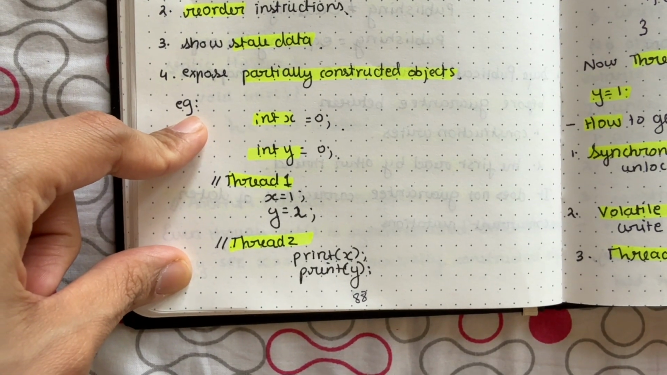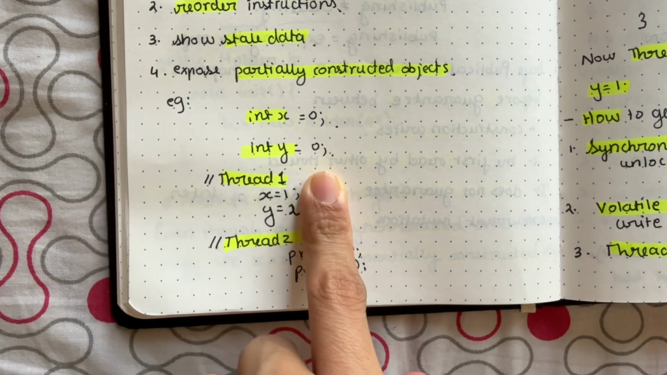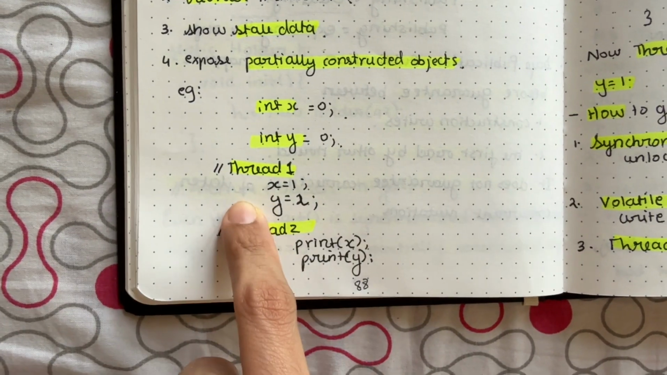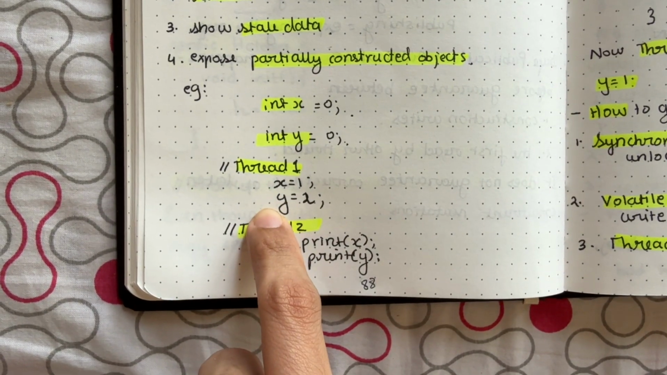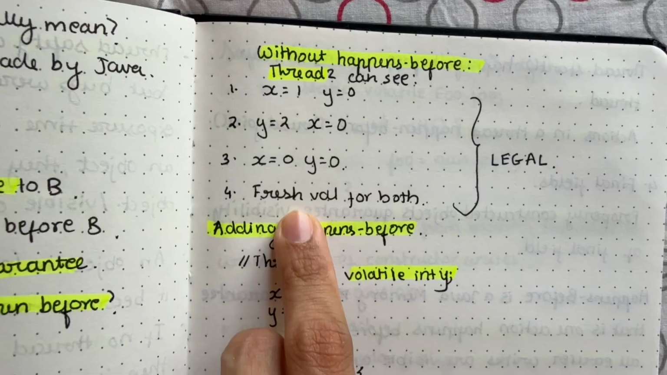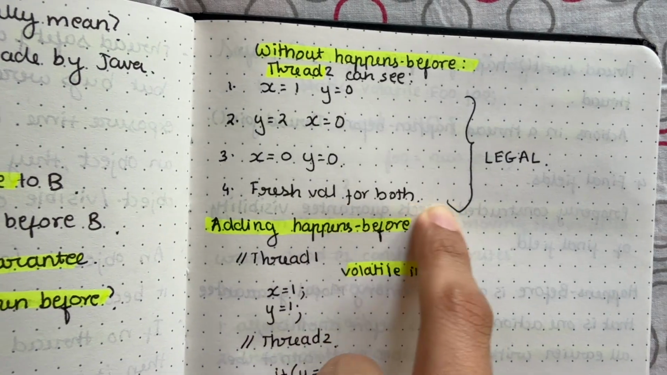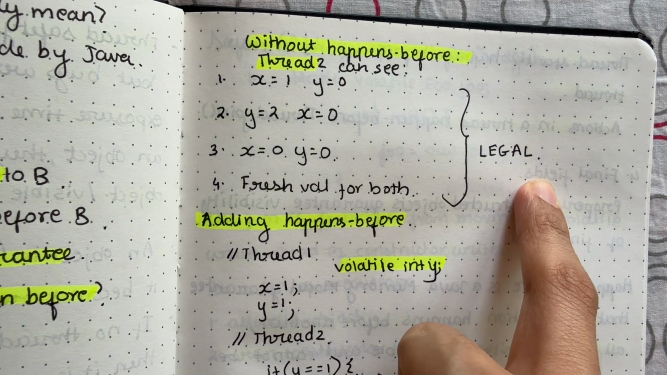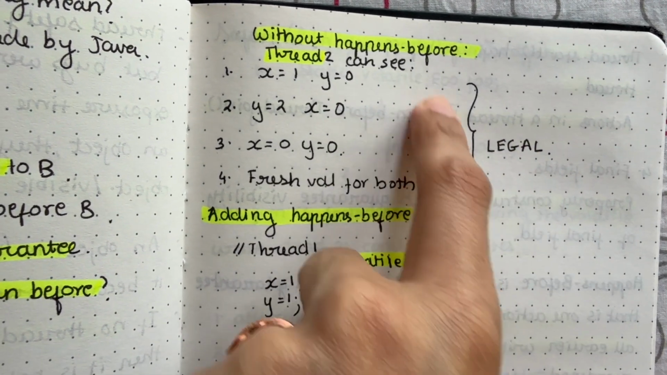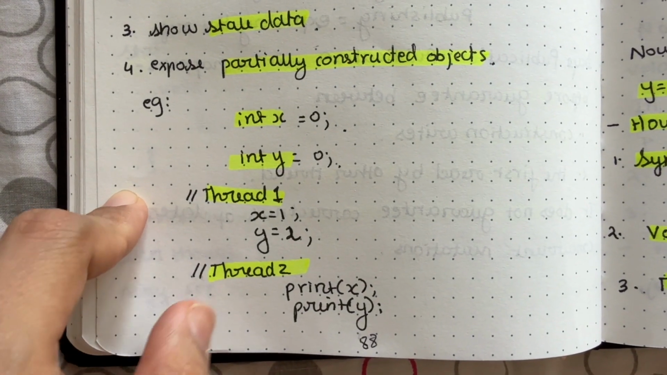Now let's see this example. Here I am initializing X and Y to 0, so the default values are 0. Thread 1 comes and assigns 1 and 2 to them. Thread 2 is printing the value of X and Y later. Here are all the combinations that thread 2 can print, and they all are legal. They are legal because there is no happens-before relation in these operations. So the JVM can reorder them and execute them.